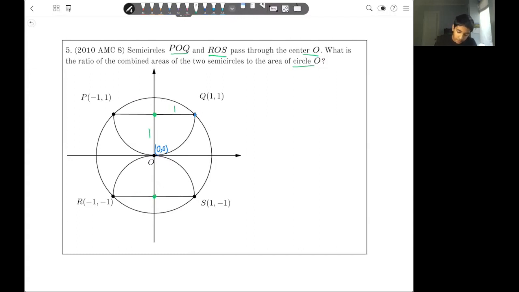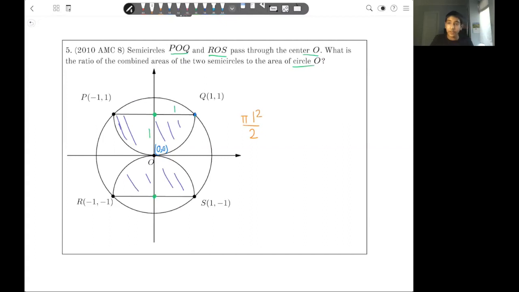Because we just go 1 up, then 1 right. So we know that the radius of the semicircles are both 1, right? Okay, so now what is the area of both of these semicircles? Well, the area of one of them is just pi r squared, pi 1 squared divided by 2, because it's half of a circle.